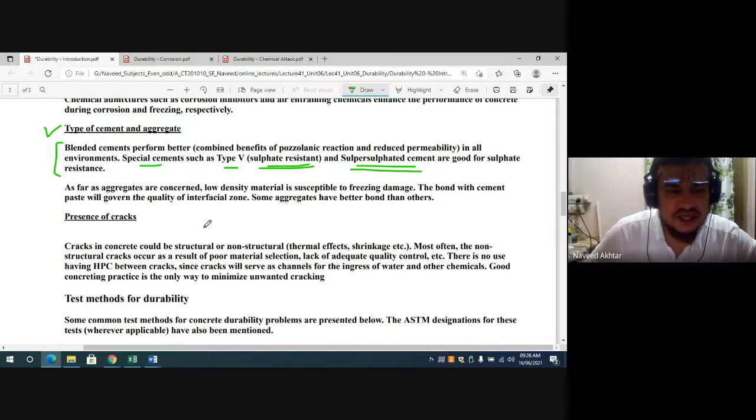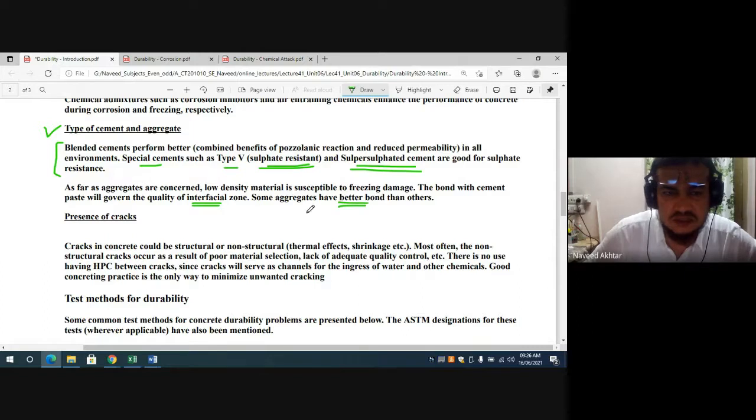As far as aggregates are concerned, low density material is susceptible to freezing damage, and the bond with the cement paste will govern the quality of the interfacial zone. So definitely the bonding between the paste and the aggregate will govern the quality of the interfacial zone, and some aggregates have better bond than others.